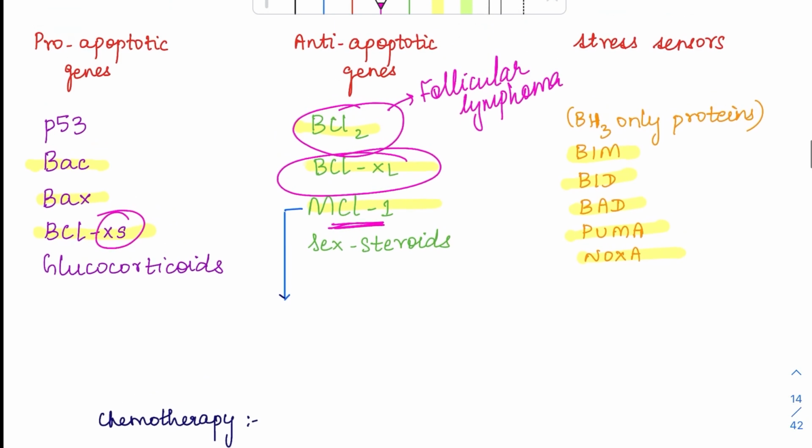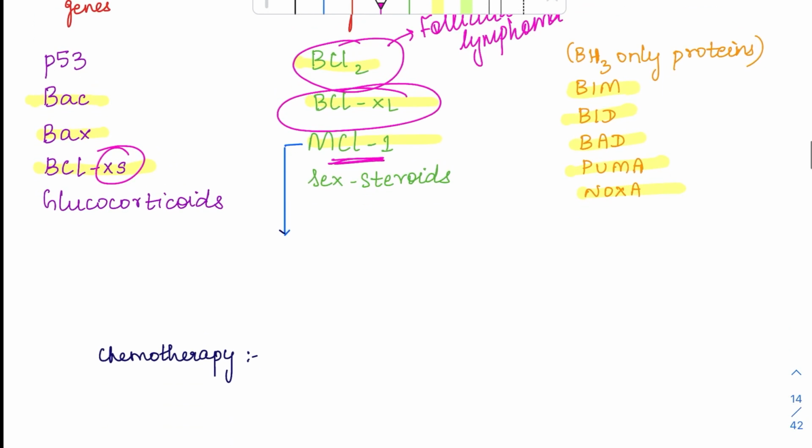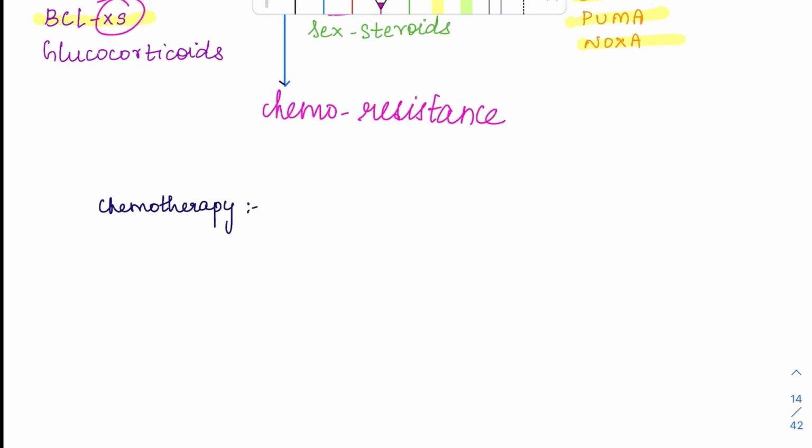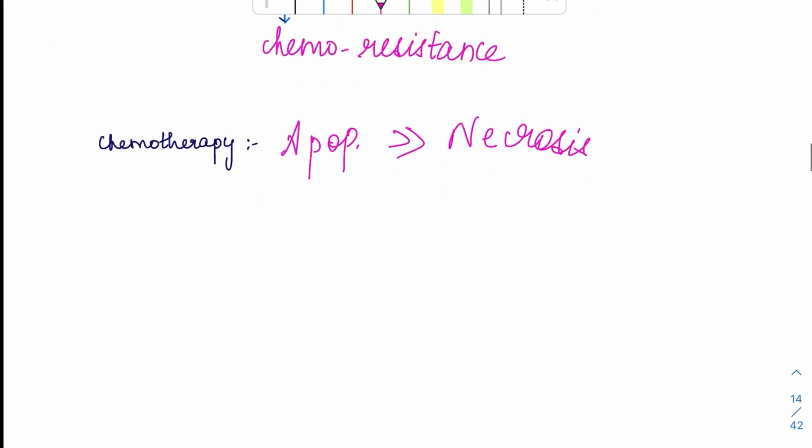Other than that, the MCL1 protein is also responsible for chemoresistance in tumors. Some of the tumors tend to express this anti-apoptotic MCL1, and that is how they have resistance to chemotherapy. So upregulation of MCL1 can be seen in certain tumors, which can contribute to chemoresistance. When you give chemotherapy, the tumor cells die. So what kind of cell death is happening actually? There is apoptosis and necrosis happening, but it is more of apoptosis. Both happen during chemotherapy, but more of apoptosis.